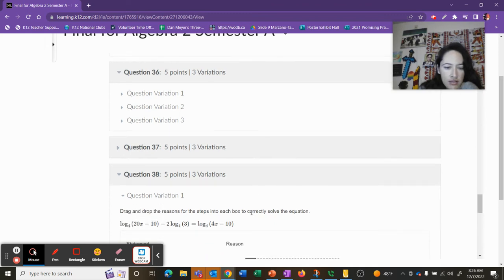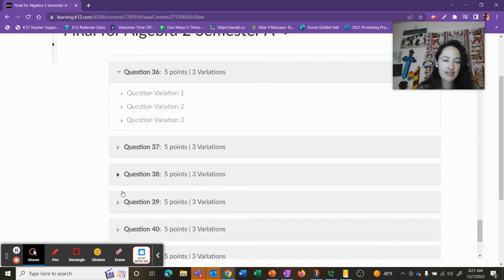More logarithms. Drag and drop the reasons for the steps in each box to correctly solve the equation. They're all log base 4. You might want to condense it. And then remember the relationship between exponents and what logarithms equal. I've written it before. Look it up. Log base b of a equals x means that b raised to the power of x equals a. So you've got this.